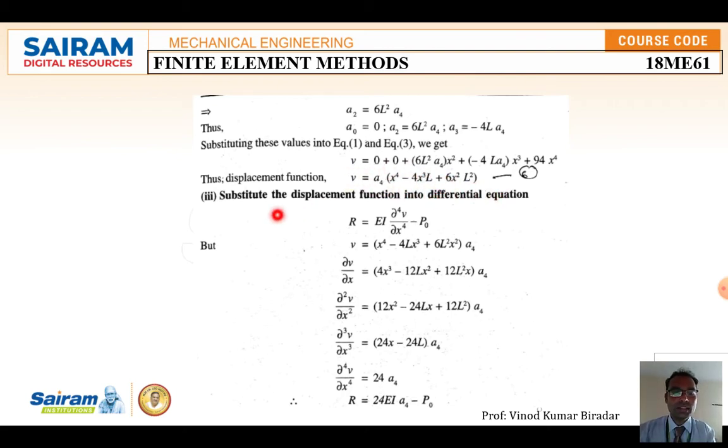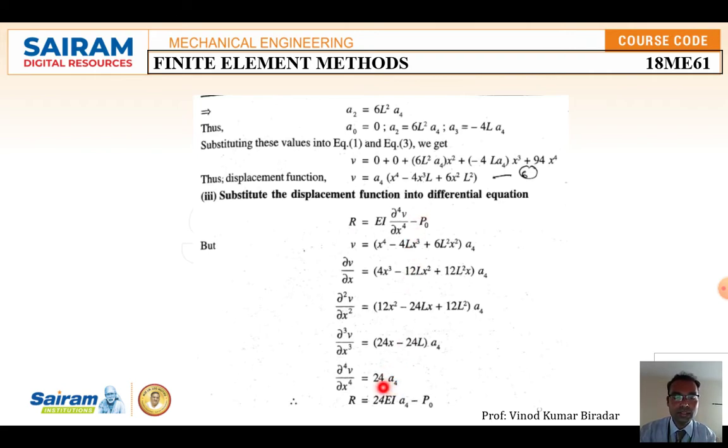What is the third step? Substitute the displacement function into the differential equation, that is, we know the weighted residual equation. This equation we know already for a UDL on the cantilever beam, and we are going to call it the residual. We also know the displacement polynomial function v, so differentiate it again up to the fourth term, that is 24 a4. Now you know this equation and this equation, which gives the residual value.